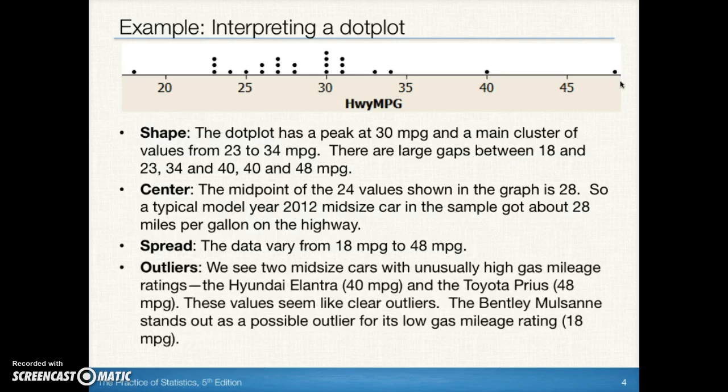And in terms of outliers, we see that two midsize cars have unusually high gas mileage ratings: the Hyundai Elantra at 40 miles per gallon and the Toyota Prius at 48 miles per gallon. These values seem like clear outliers. The Bentley stands out as a possible outlier for its low gas mileage rating of 18 miles per gallon. For additional practice with interpreting a dot plot, try exercise 39.